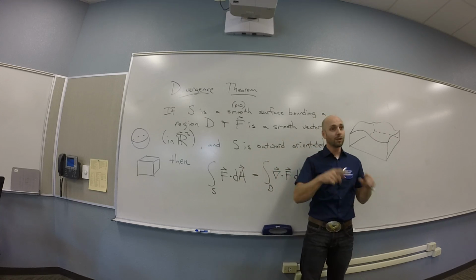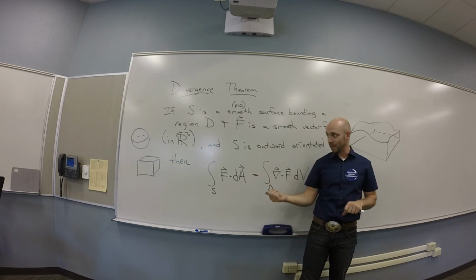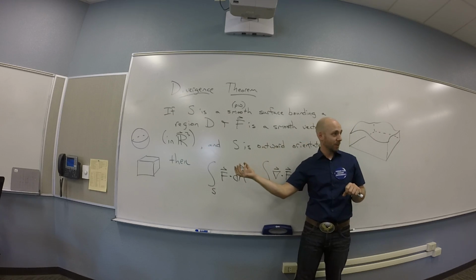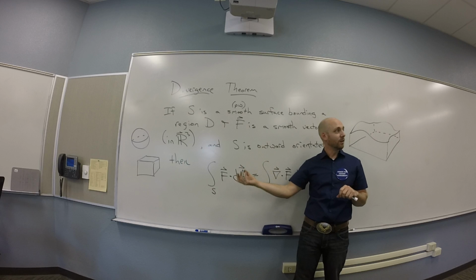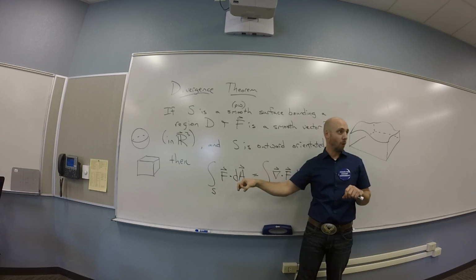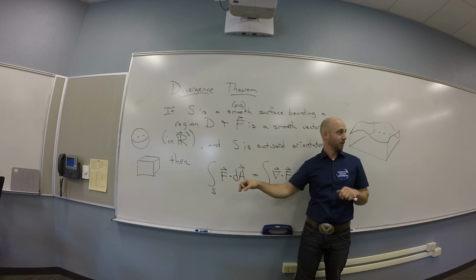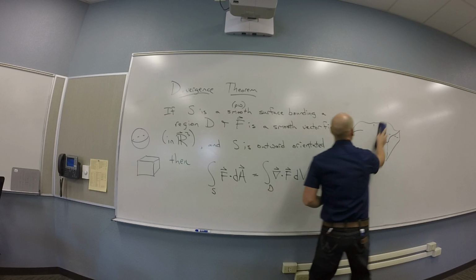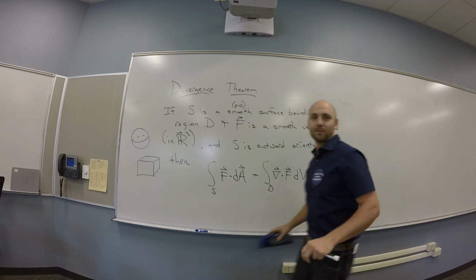So the cool thing you can use this for, there's one neat thing. If you start with a region that's five sides of a cube, you can use the divergence theorem to flip that to one side of the cube. Oh, say that again. Yeah. Let me shut this off.